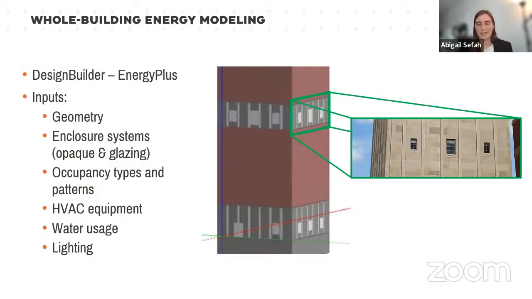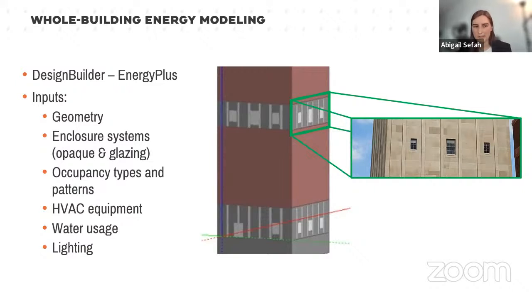We used Design Builder, which is a graphical user interface that runs on Energy Plus. And you can see here a screenshot of our model and also a photo of the building itself. See how small those windows are? It's a very small window area. As I mentioned, only 4% window to wall ratio.